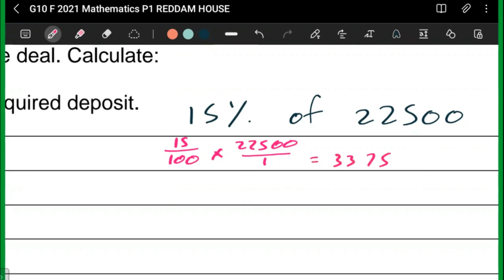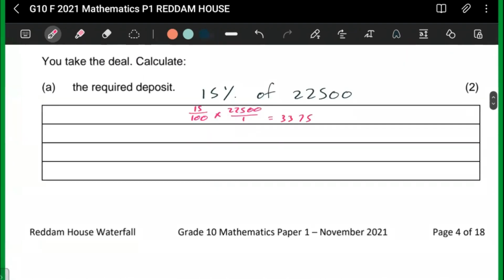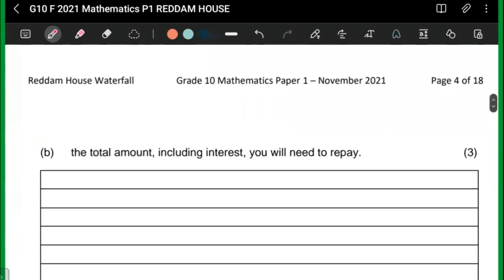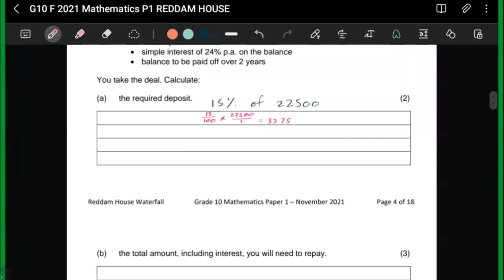3,375. Nothing crazy, nothing major. That's easy, 2 marks. The next question, however, says we need to calculate the total amount, including interest, you will need to repay. So they said whatever we are owing, they're going to add simple interest to it, 24% over a period of 2 years. So the 24% is compounded annually.